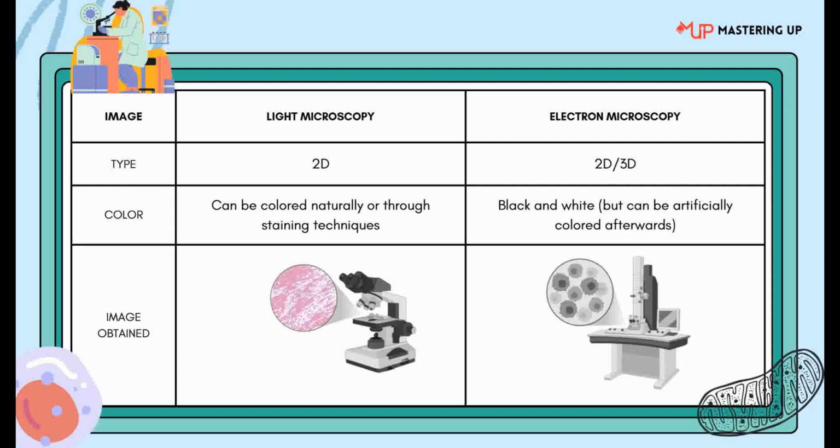Transmission electron microscopic images provide internal structure details, while scanning electron microscopic images show surface textures and morphology with a 3D effect.